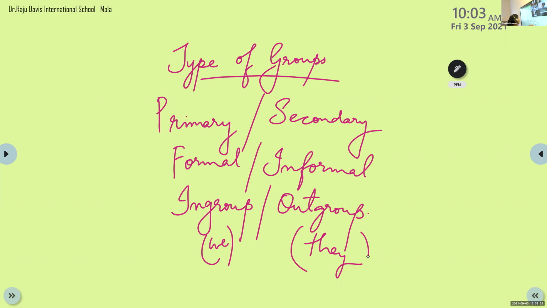So members of the in group will be similar to each other. Members of the out group will be similar to themselves. But members of the in group and out group will be different to each other. Understood? Did you take this down? We and they? Okay.